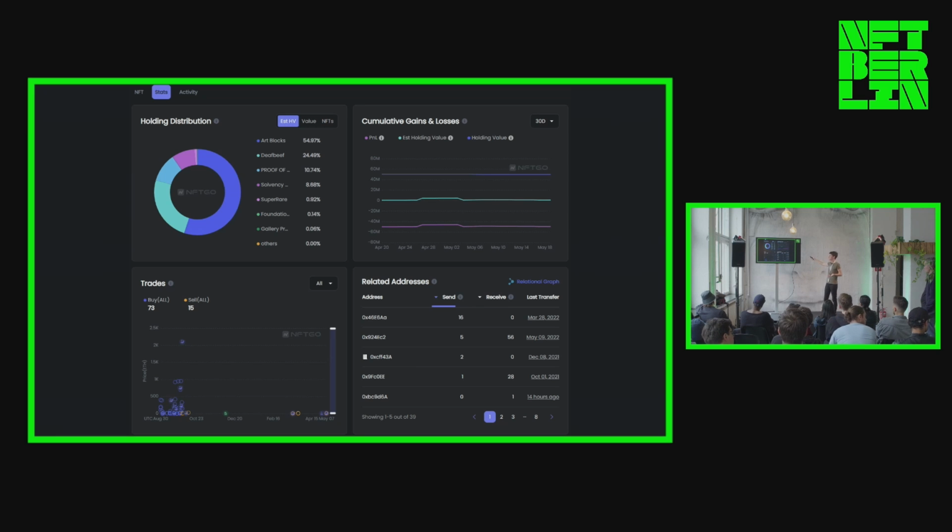So this is the stuff that you'll see in your wallet, like your holding distribution, value of NFTs, the NFTs you have, how much money you made or lost, and what your trades were. And by clicking on any of these icons, you can see who bought them, when, etc. You will have this scan moment where you can go and check out the stuff.